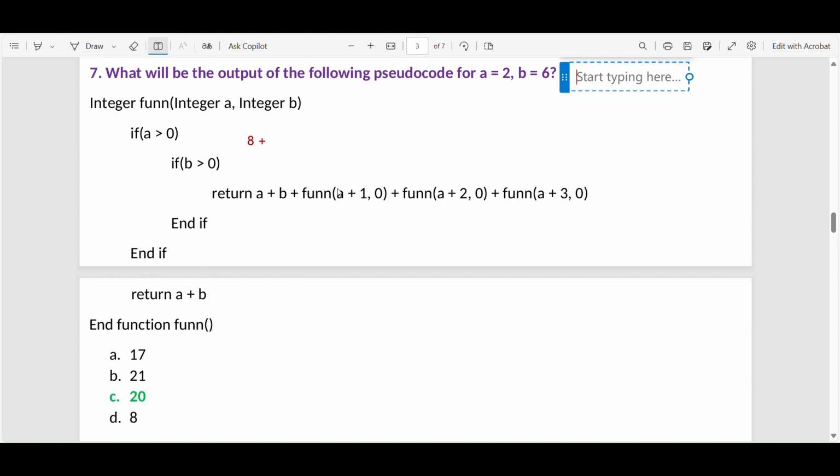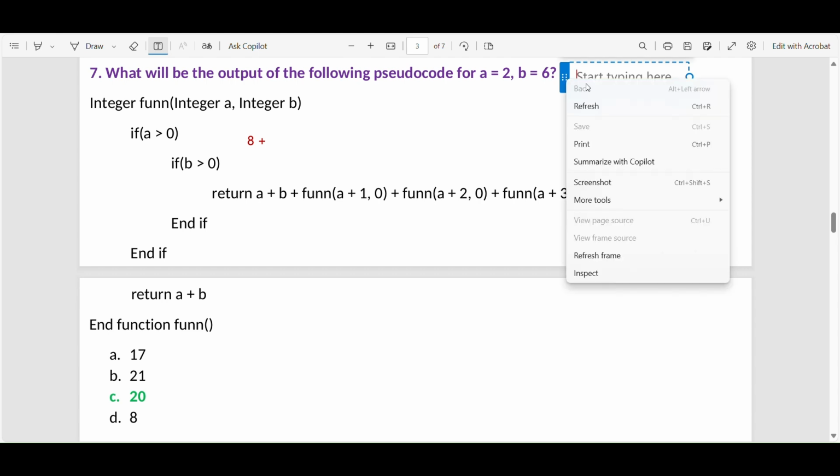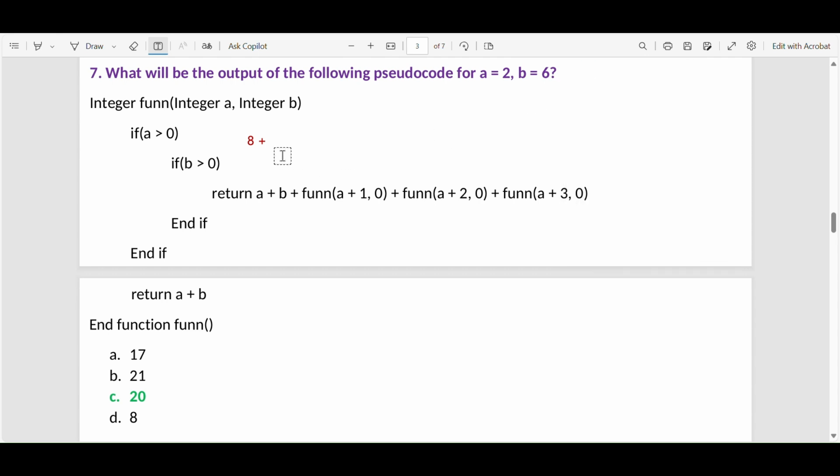That means here, without that itself we will be getting the output. By adding a plus b, we are getting 8. And after that, for this one, we are getting a plus b as output. What is a plus b? What is a here? It is 3 and b is 0. So 8 plus 3. And next we are having a plus 2 comma 0.